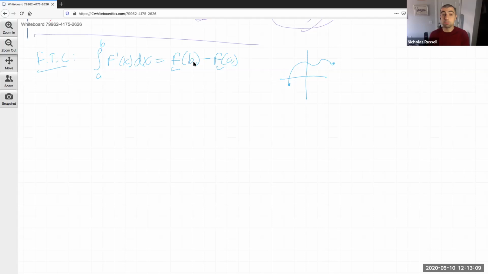I have a boundary, which is just b and a. In this case, this might be a and this might be b. I'm just calculating what's happening at those boundaries, evaluating them as a function and coming back to that. So we have that now.